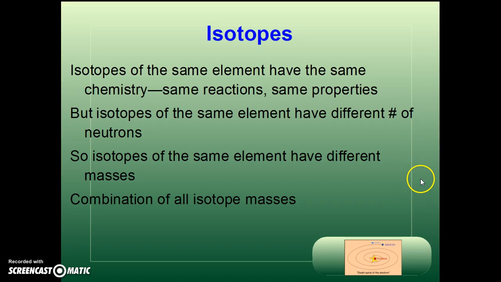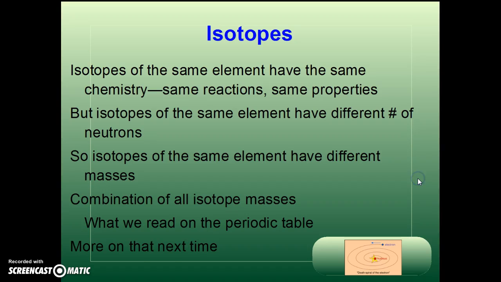What we see on the periodic table and any other element mass chart is a combination of all isotope masses. That's what we read on the periodic table. We'll go into more of that next time when we talk more about isotopes.